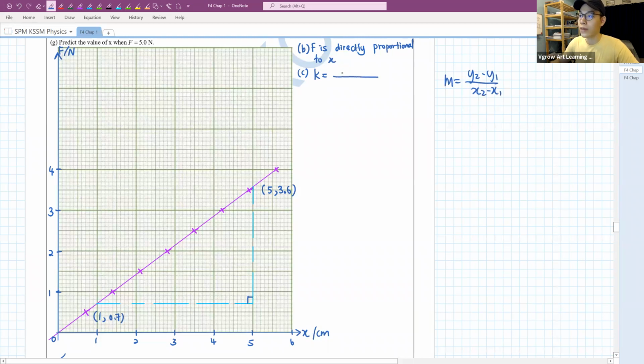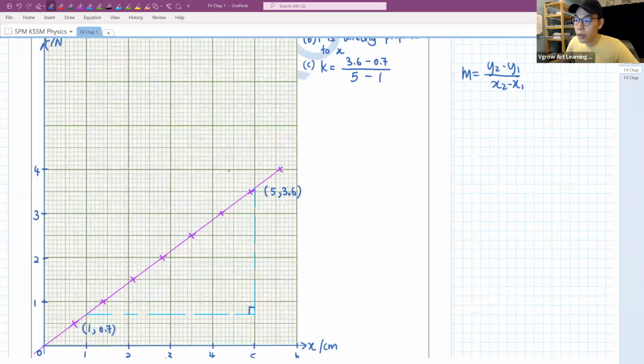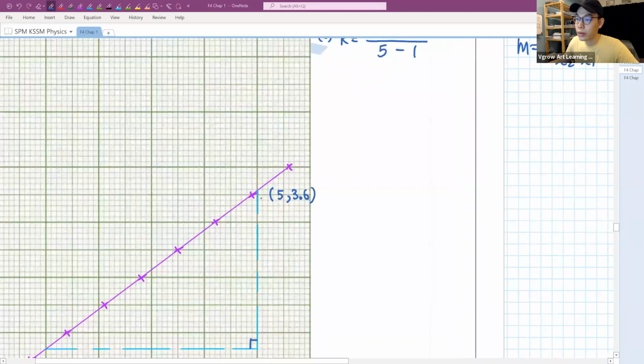Okay, so you take a y value, 3.6, minus the other y value, 0.7, over. If you start with this point first, then at the bottom also you must start with that point, which is 5 minus 1. Oh no, my one is 3.6.